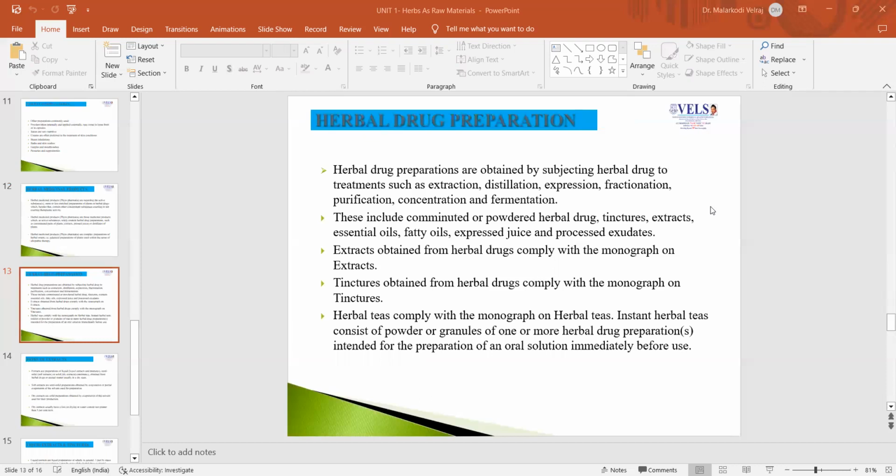Herbal drug preparations. Coming to the herbal drug preparations, they are obtained by subjecting herbal drug to treatments such as extraction, distillation, expression, fractionation, purification, concentration, and fermentation. They include the comminuted or powdered herbal drug like tinctures, extracts, essential oils, fatty oils, expressed juice, and processed exudates. Extracts obtained from herbal drugs should comply with the monograph of extracts. Tinctures obtained from herbal drugs should comply with the monograph on tinctures. Herbal teas comply with the monograph of herbal teas, and instant herbal teas consist of powders or granules of one or more herbal drug preparations intended for the preparation of an oral solution immediately before use.